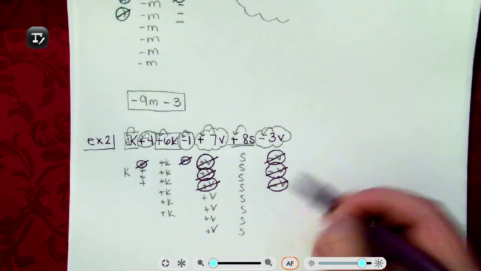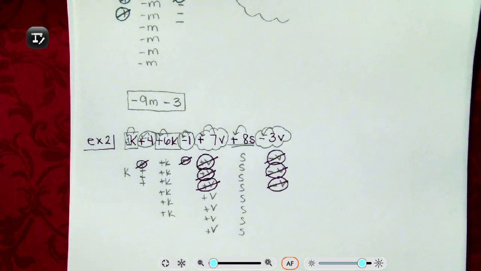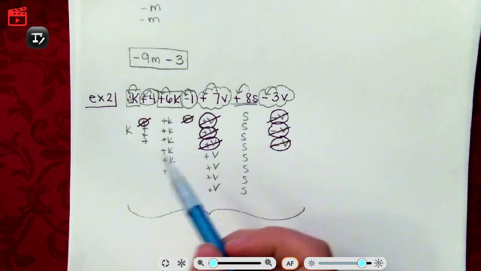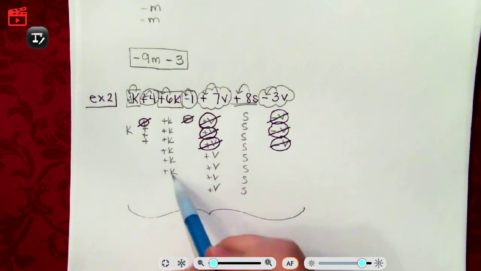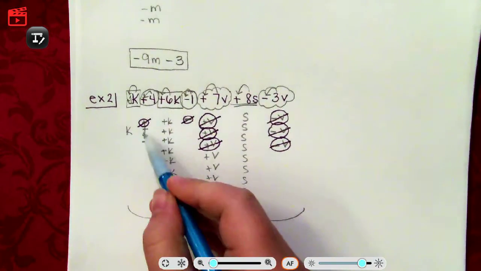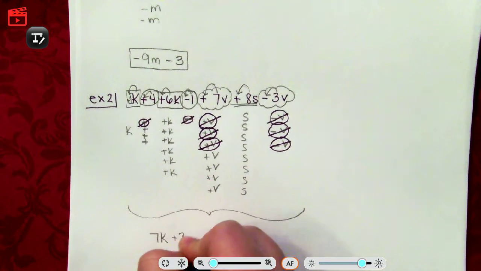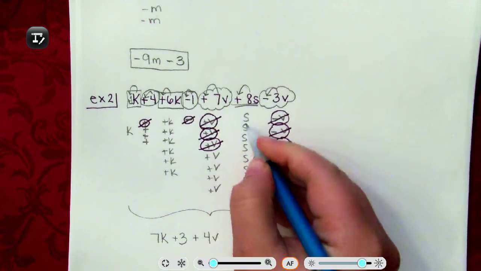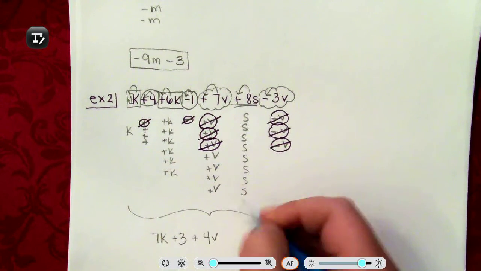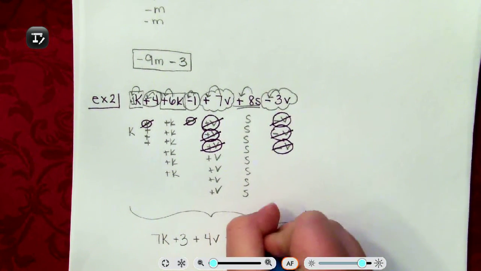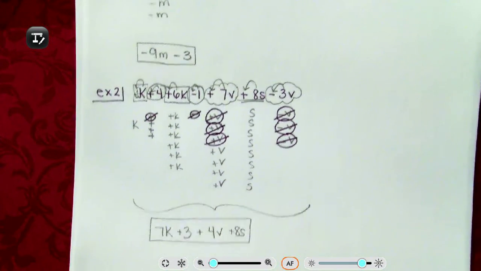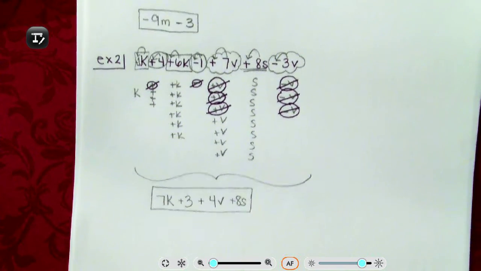S's. Do I have any negative S's to combine with? I do not. So once you've created all of your zero pairs, you're going to see what's left over. So how many K's do you have? I have 1, 2, 3, 4, 5, 6, 7 K's. I have 1, 2, 3 pluses. And I have 1, 2, 3, 4 V's. And I have 1, 2, 3, 4, 5, 6, 7, 8 S's. So this here, you have combined like terms, and this is your expression that you get at the end.